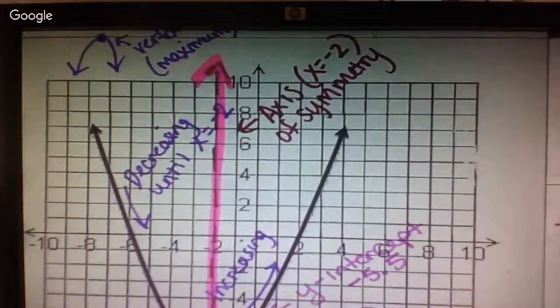Take a look at your vertex. -2, -8. -2 was the x part of your vertex, and that matches your axis of symmetry. It should happen every time.